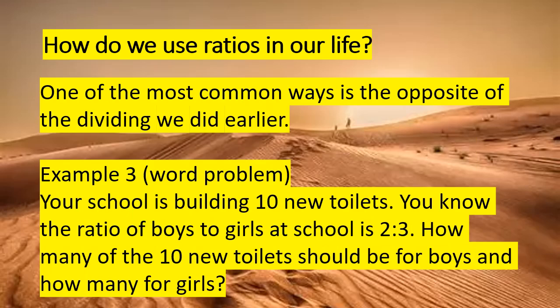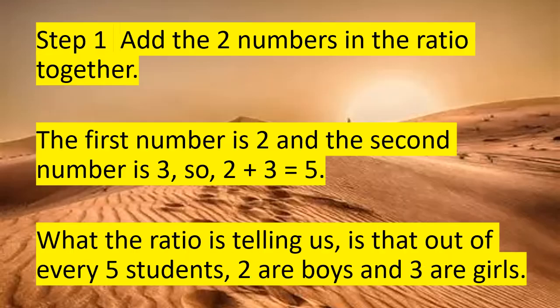How do we use ratios in our life? One of the most common ways is the opposite of the dividing we did earlier. So, for example, your school is building 10 new toilets. You know the ratio of boys to girls at school is 2:3. How many of the 10 new toilets should be for boys and how many for girls?